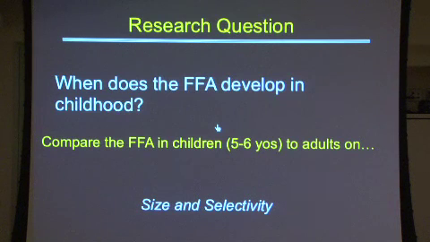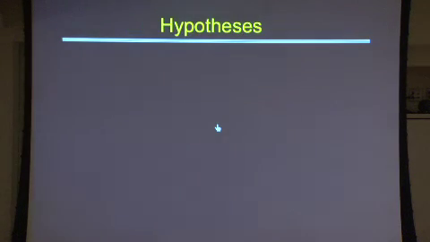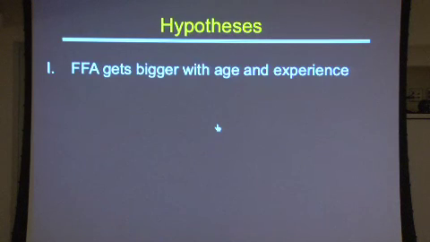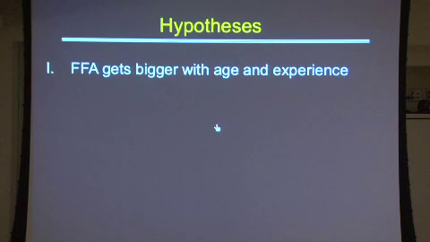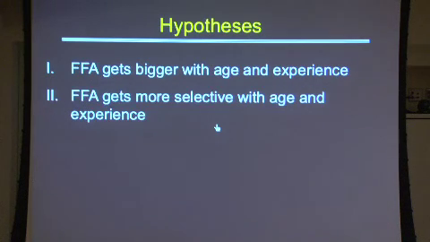And using these two variables, you might have a number of hypotheses. The first is literally that the FFA gets bigger over time with age and experience. Nancy had said something about this hypothesis. Maybe selectivity or size has to do with the number of people you know, the number of faces one sees. As we get older and experience faces more, maybe this tissue grows. Another hypothesis is that this area gets more selective with age and experience. So almost like a fine-tuning kind of argument, which is certainly possible.